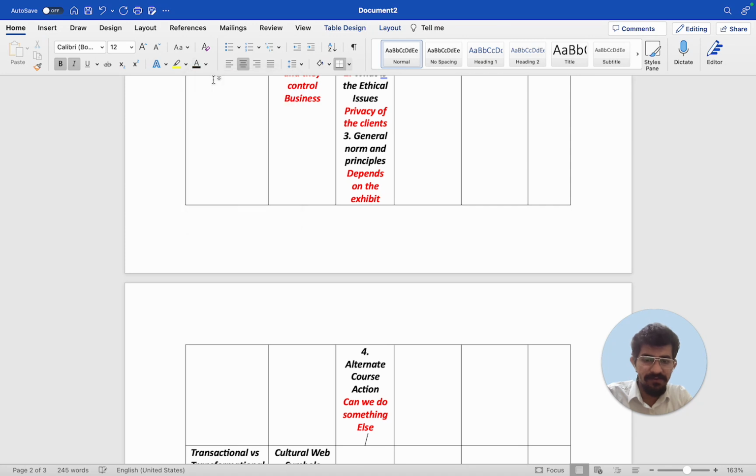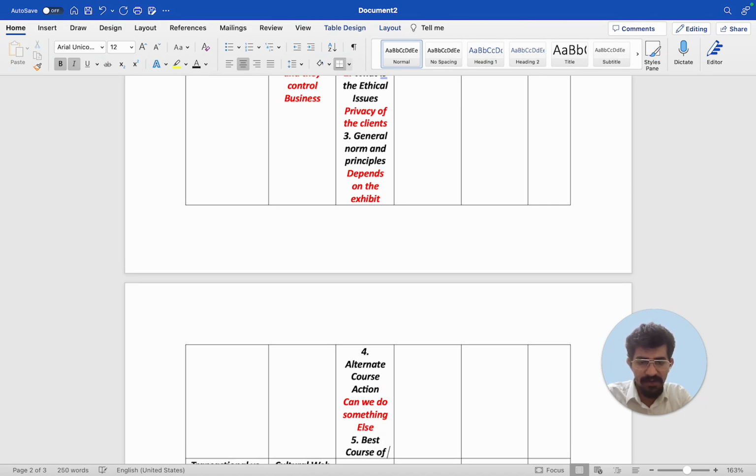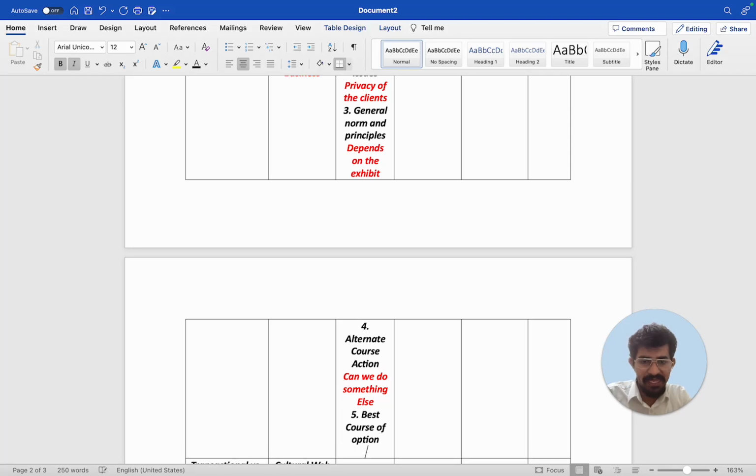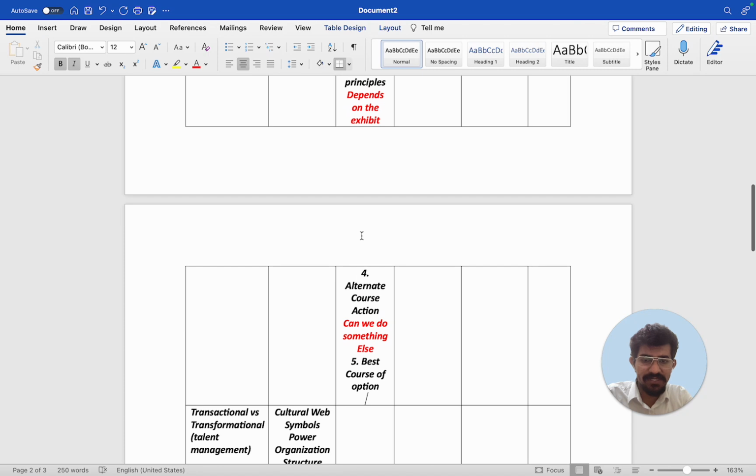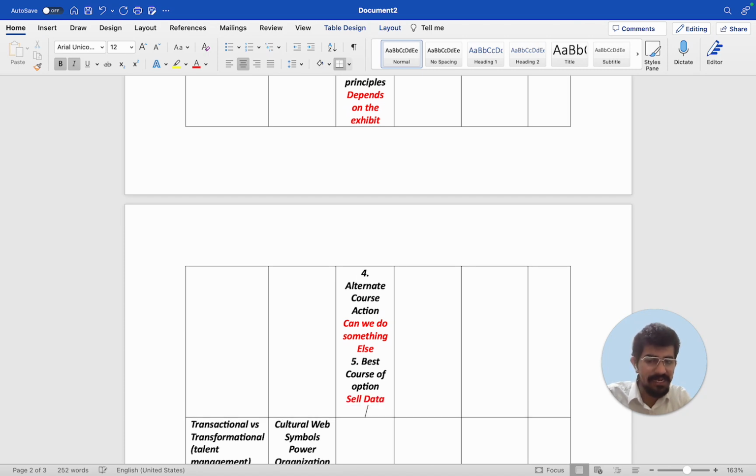And then, students, the fifth question that may arise is: of these options, what is the best course of action? Now, my point of view is money. From the money perspective, I can effectively say the best course of action is to sell data. Let's assume we are comparing sell data. Let's come to that. Then, students, next thing, why I am suggesting it.